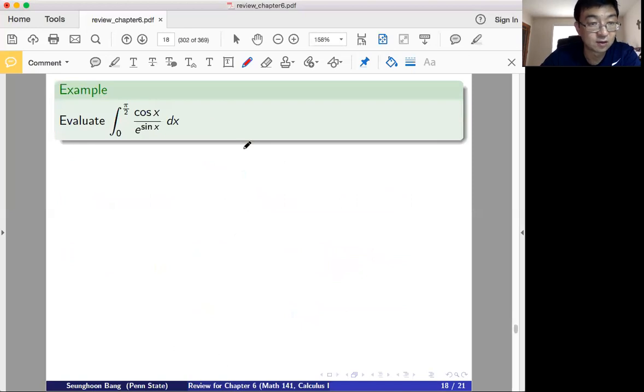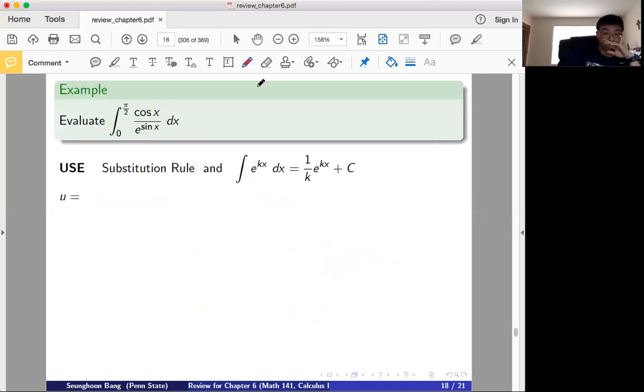Next one. How can you solve this problem? The integral from 0 to pi over 2 of cosine x over e to the sine x dx. Is U substitution possible? Is it right? Yes. What is U? Yes, sine x. The du is the derivative of sine x, which is cosine x dx.